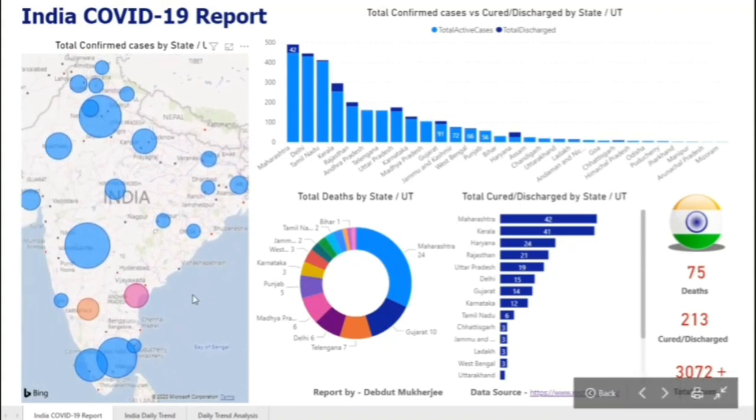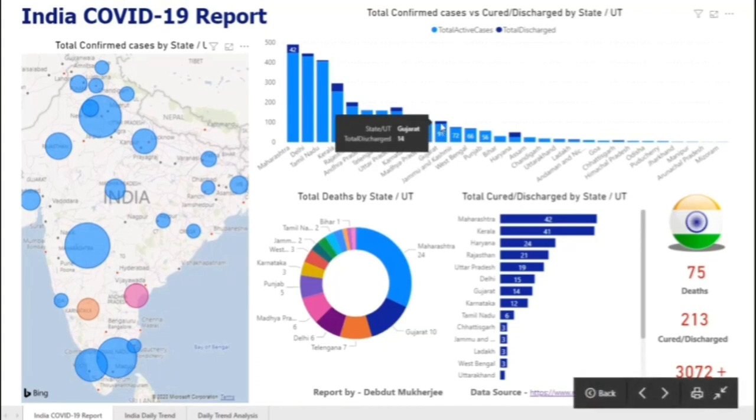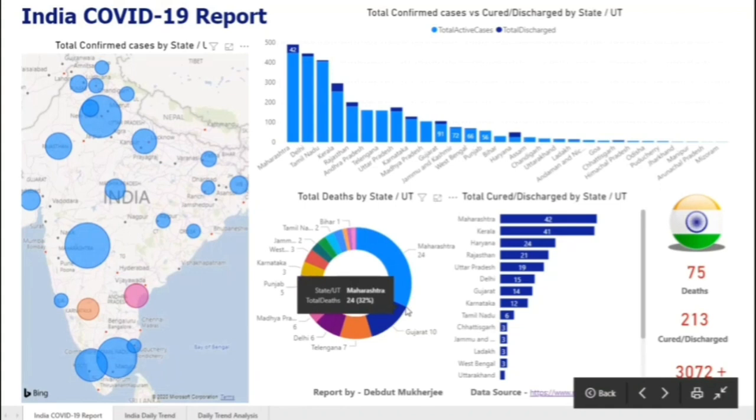Another thing we notice is that the death count is highest in Maharashtra, which is 24. Next is Gujarat. Another important thing you can see here is that this graph shows the total number of cases versus the cured. In Gujarat, the total active cases as of now are only 91, and people who have recovered so far is 14. So 14 plus 91, that's 105, I believe. Out of 105, 10 people have died. So the ratio of survival is not very high in Gujarat.